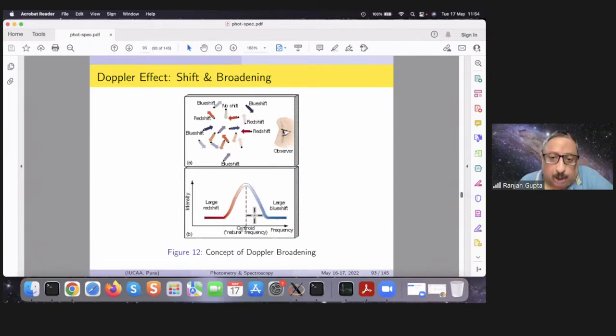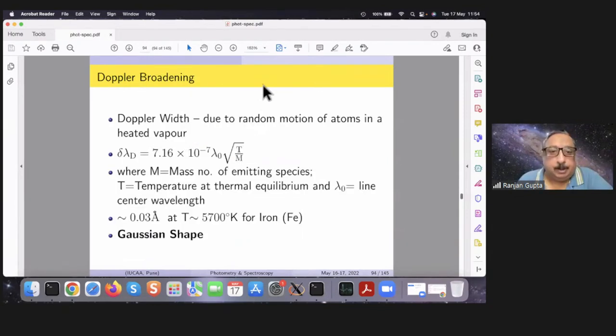And this whole line also can shift if the total tube light is moving. So for example, hypothetically, if somebody asks you to hold the tube light and run very fast, then depending on whether you are approaching or going away, now the whole tube light is moving. So this whole line will shift on the x-axis depending on the Doppler shift. So that is the basic concept of the Doppler effect. And it has shift and broadening, two parts. So what is the Doppler broadening?